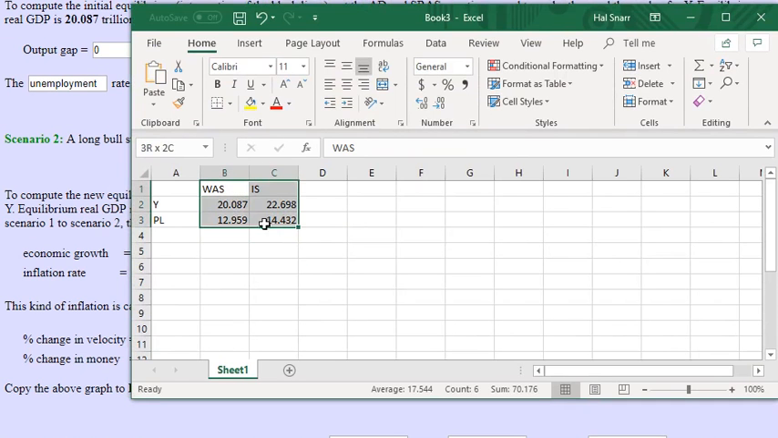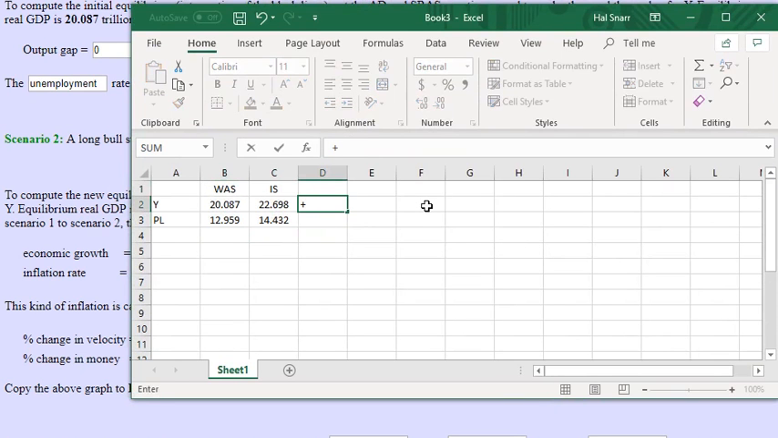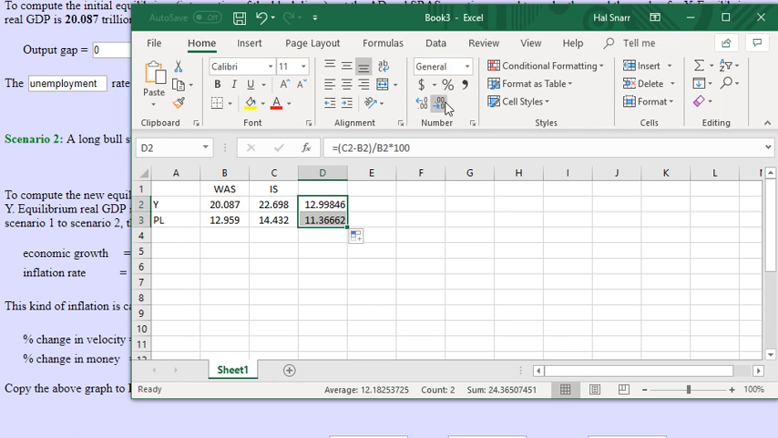And I need to calculate the inflation rate and the economic growth rate. So the economic growth rate, we've done this many times so far, equals what GDP is minus what GDP was, that difference divided by what GDP was times 100. I'm going to pull this down, and then I'm going to shrink the number of decimal places to 3.